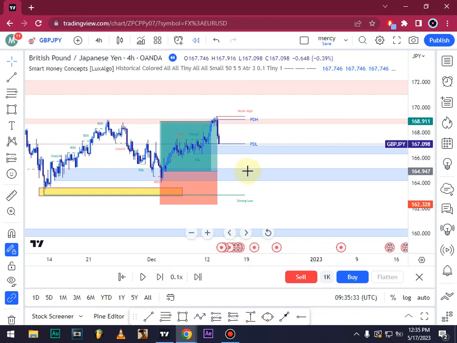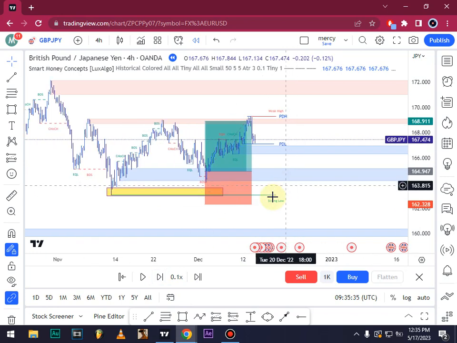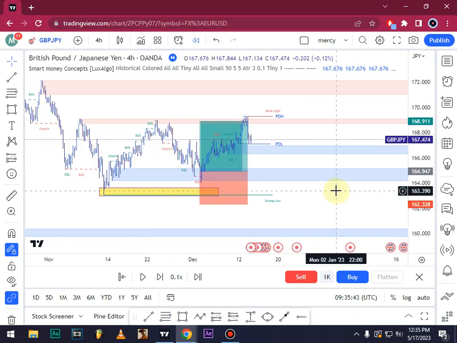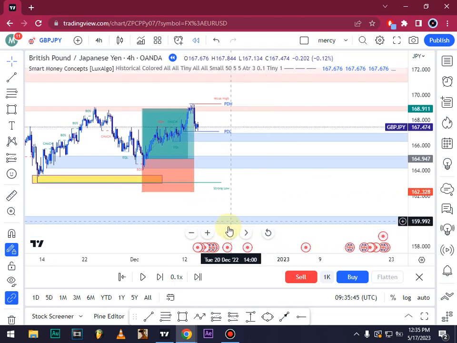Boom. Smashed. So that's another win, gang. 396. How easy was that? So let's continue playing. Let's just see what price is doing.